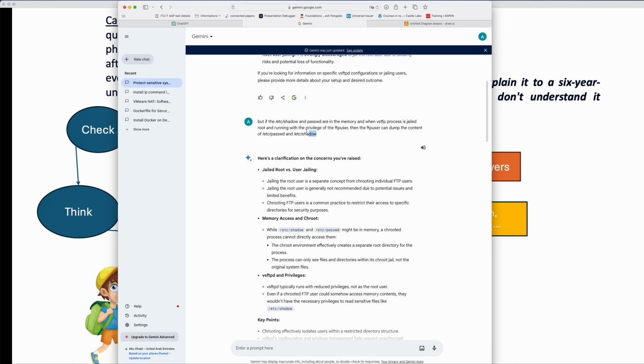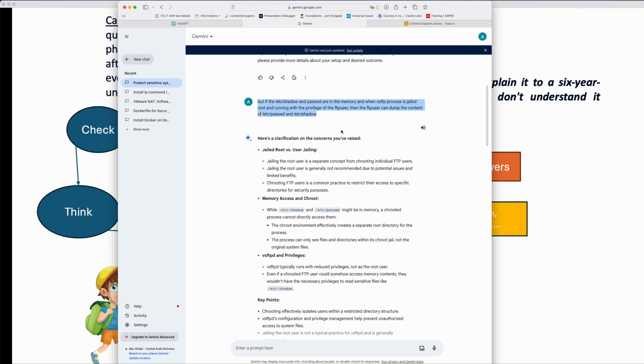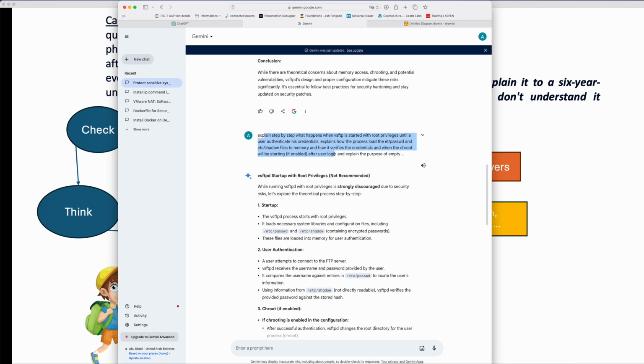Here I'm asking about these files that are in the memory, so I'm giving more context to the new tool. Then I give it a better question: explain step by step what happens when the FTP server starts out with root privilege until the user authenticates with their own credentials. Explain how the process loads this file and this file and this file, and how it treats the library, and consider that this process is actually jailed.